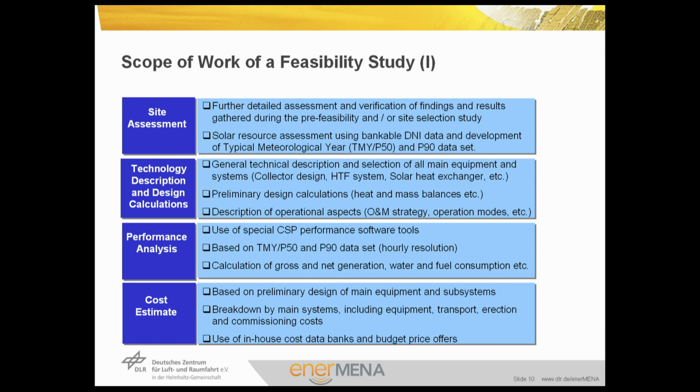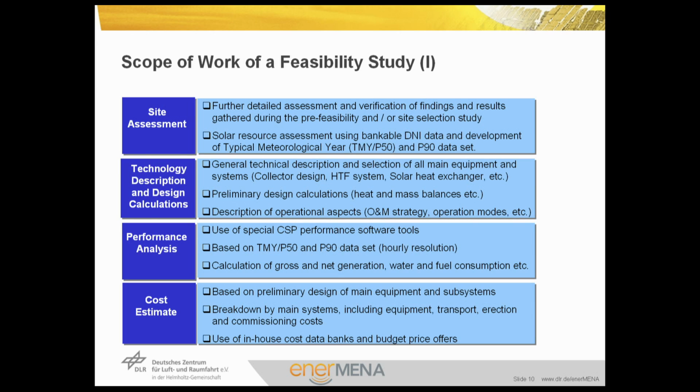The scope of the feasibility study is demonstrated here in more details because of its vital importance. On the left-hand side, you can see the items we already highlighted in the previous slide, and on the right-hand side, you can see more description about each item. So we start with the site assessment, which includes further detailed assessment and verification of findings and results gathered during the pre-feasibility and/or site selection study. It includes also solar resources assessment using bankable DNI data and development of typical meteorological year, P50 and P90 dataset. It is very important to have a sound basis for your project.